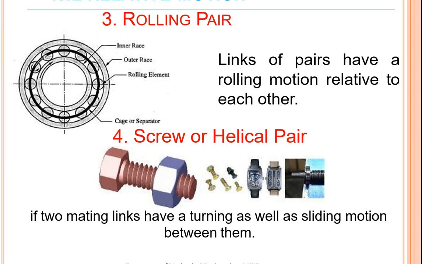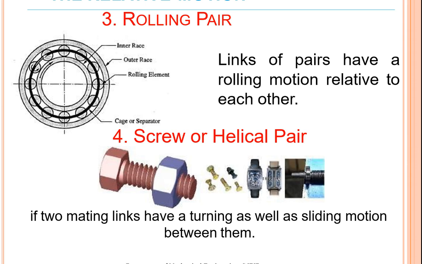So further, if you take the rolling pair, the best example is the roller bearing, where there is an inner race and outer race. Between the inner and outer race, there will be rolling elements which are held by the separator. So here it is also going to form a pair which will have a rolling motion relative to each other.